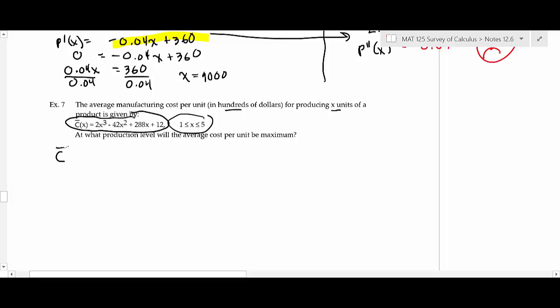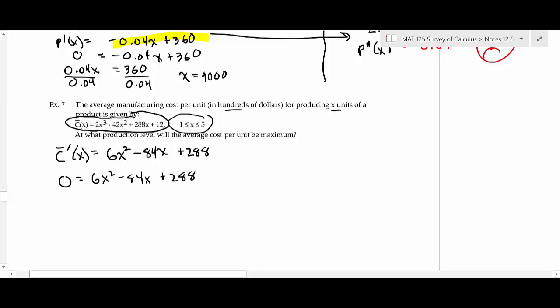Well, really all you've got to do on this one, everything's already done for you. You've already got your average cost. So you're just going to do the first derivative, so that's going to be 6x squared minus 84x plus 288. Now what do you do? Set it to 0. So you're going to have 0 equals 6x squared minus 84x plus 288. Now, what would you want to do to solve this equation?